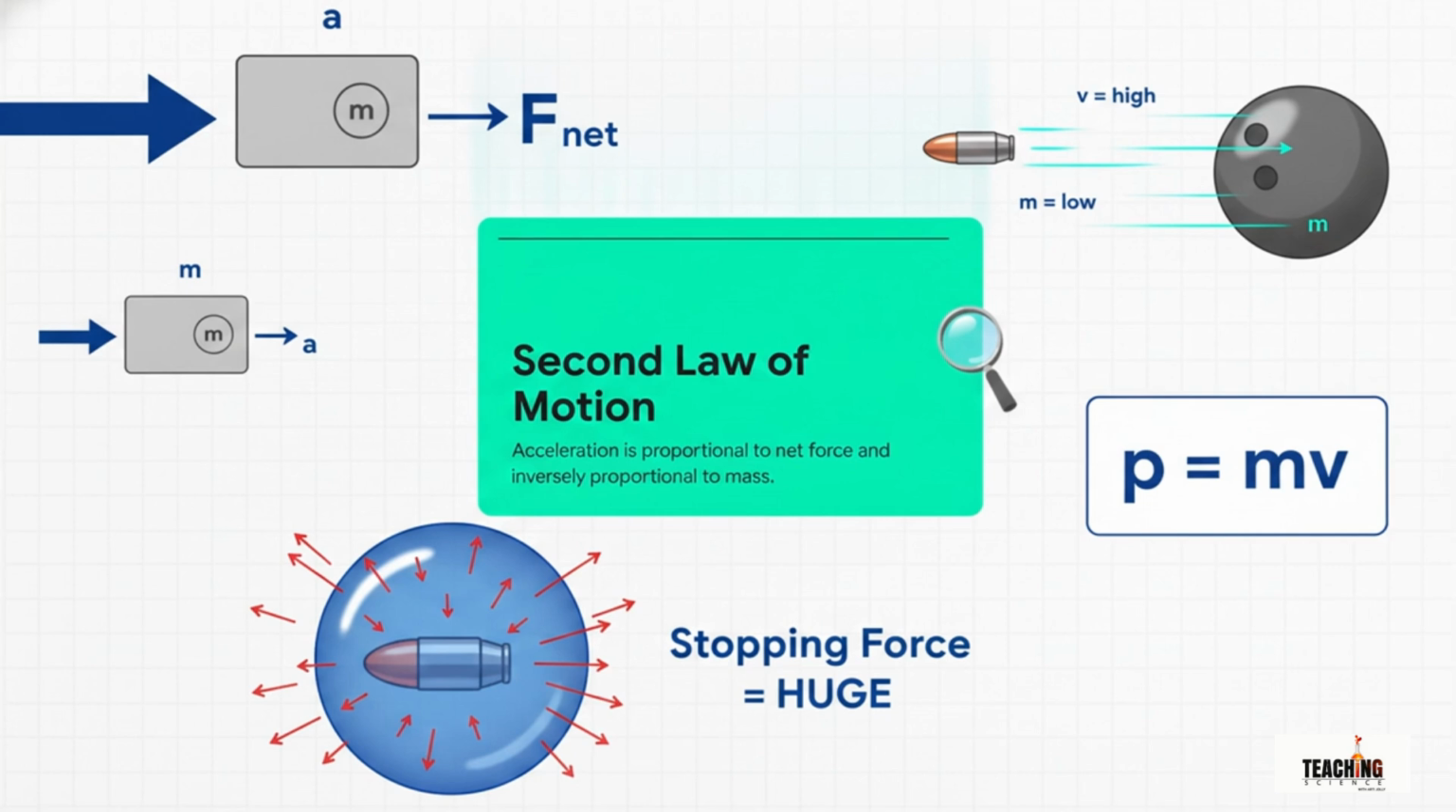This also introduces a super powerful concept called momentum, denoted by the small letter p. Momentum is simply an object's mass multiplied by its velocity. Think of a bullet fired from a gun. It has a tiny mass, but because its velocity is incredibly high, its momentum is absolutely massive. That's why stopping it requires such a huge force.